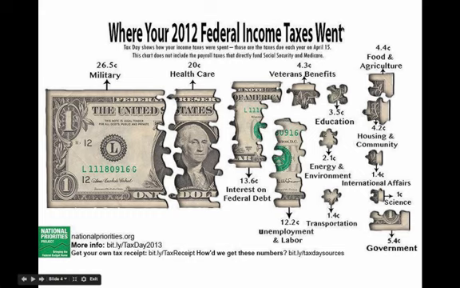Here's a cool graphic. It shows us where your federal income taxes went. This does not include your payroll taxes, which pay for Medicare and Social Security; these are just your federal income taxes. You can see where our federal government spends every dollar that you pay in income tax. For every dollar you pay, 26 cents goes to the military, 20 cents goes to healthcare, 13 cents goes to interest on the federal debt, and 12 cents goes to unemployment.